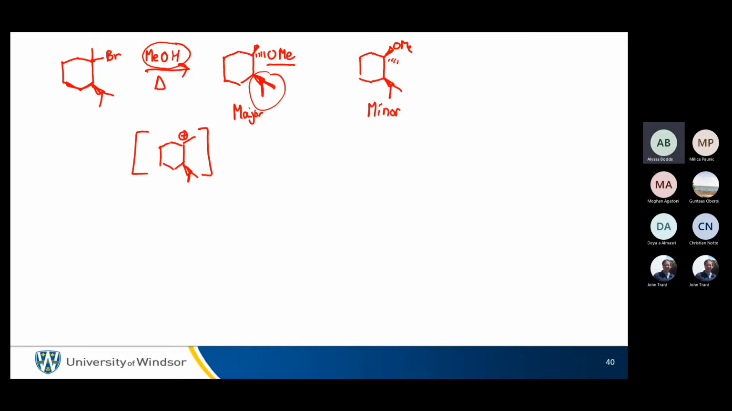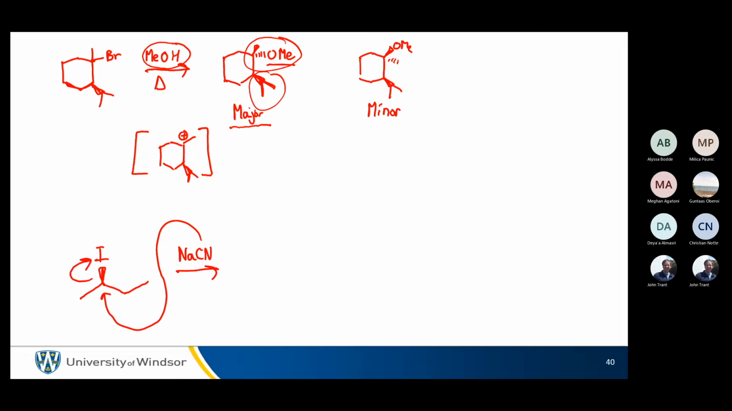This reaction is stereoselective. It is favoring one stereochemical outcome because of the conditions of the reaction, but the other stereochemical outcome is not impossible. In a stereospecific reaction, the other stereochemical outcome is impossible. So if I have this, and I treat that with sodium cyanide, this is an SN2. SN2s proceed via inversion of configuration.